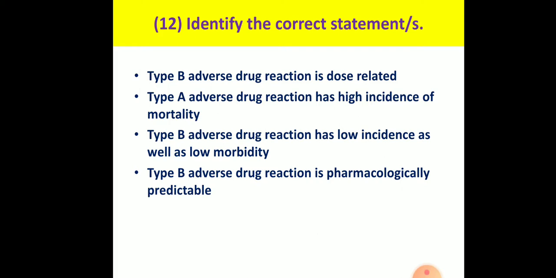So the answer is C. So C is correct. Now we have to check another one. Type B adverse drug reaction is pharmacologically predictable? No. Type A is predictable. Type B is not predictable, and that's why it is called bizarre. And the correct answer is C, that is type B adverse drug reaction has low incidence as well as low morbidity.